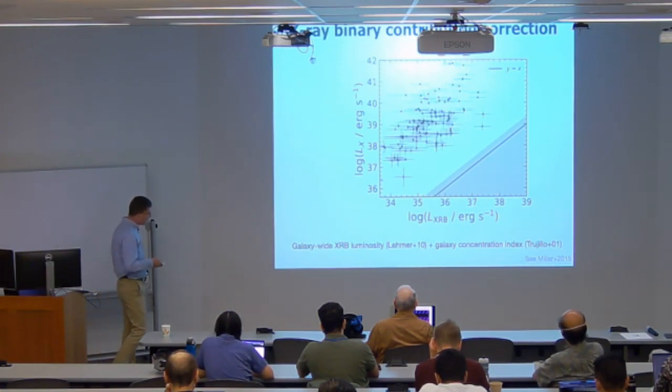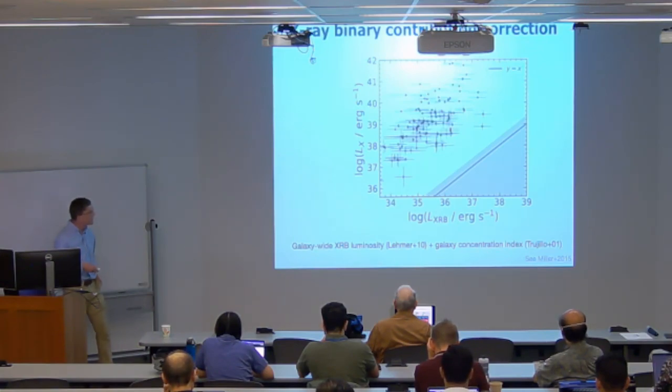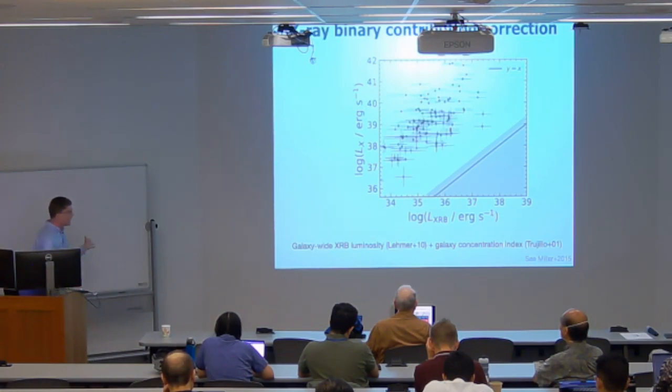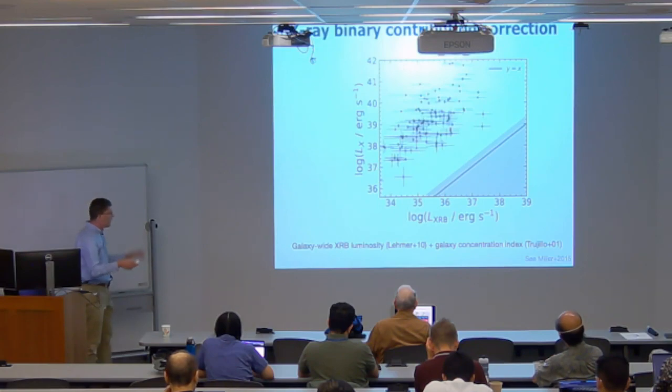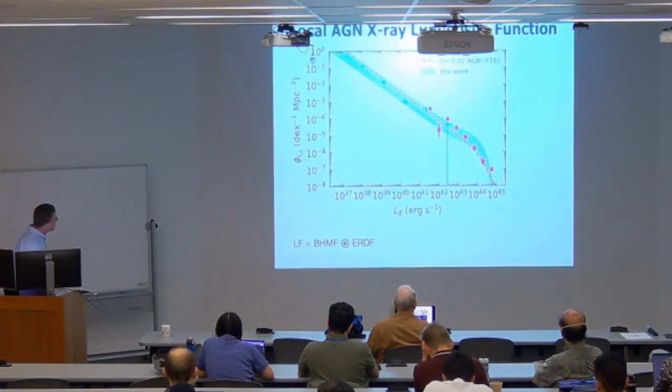This is the galaxy-wide X-ray luminosity, so we had to do a correction for the concentration index of the galaxy, assuming that the X-ray binary population roughly scales with the flux distribution, the light profile of the galaxy, since we're only looking in a 1 arcsecond radius centered on the center of these nearby galaxies, right? So this is okay, moving on.